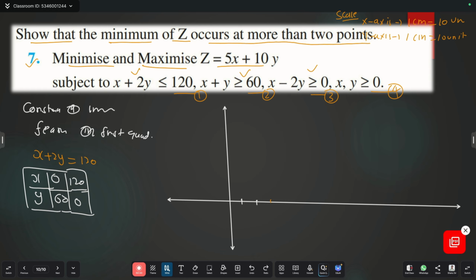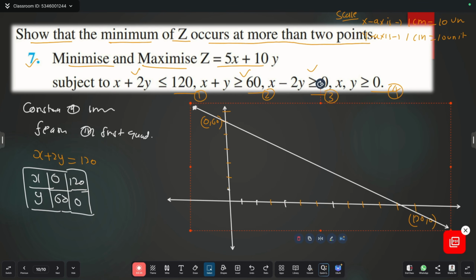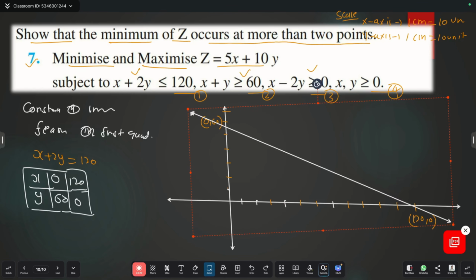One, 2, 3, 4, 5, 6, 7, 8, 9, 10, 11, 12. Then 1, 2, 3, 4, 5, 6, and 7. So 0, 60 and 120, 0. 0, 60 is this, 1, 2, 3, 4, 5, 6. This is 0, comma 60. 120, comma 0. This is 120, comma 0. Join these. Adjust. This is 0, 60 and 120.